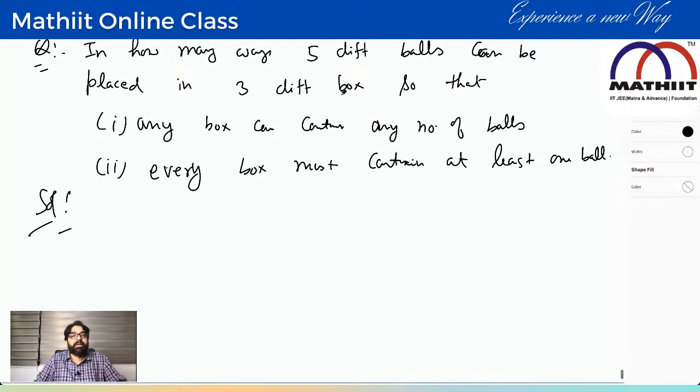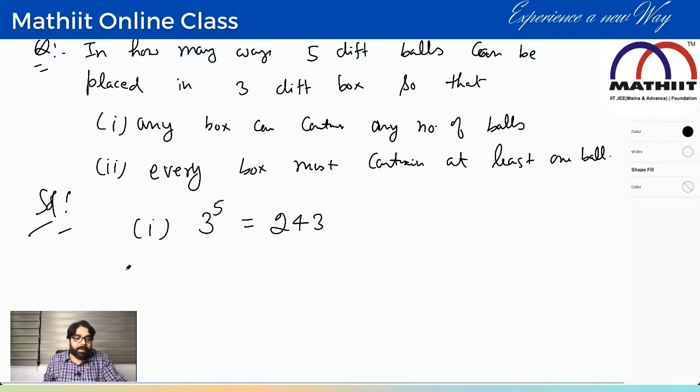That's all. We have to place 5 different objects into 3 different boxes. The first bit says any box can contain any number of balls, meaning 0 balls also, meaning an empty box is allowed. So the first bit answer is very simple. First ball can go by 3 ways, second ball by 3 ways, third ball by 3 ways, so 3 power 5. Yes or no? So 3 power 5: 9, 27, 81, 243. 243.